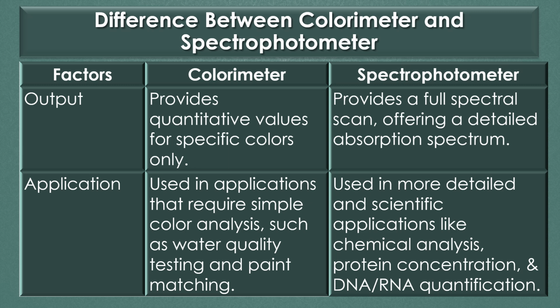Applications: colorimeters are used in applications that require simple color analysis, such as water quality testing and paint matching. Spectrophotometer is used in more detailed and scientific applications like chemical analysis, protein concentration, and DNA or RNA quantification.